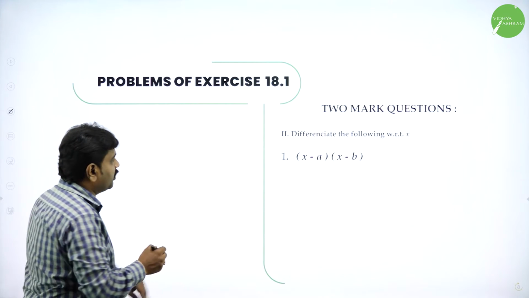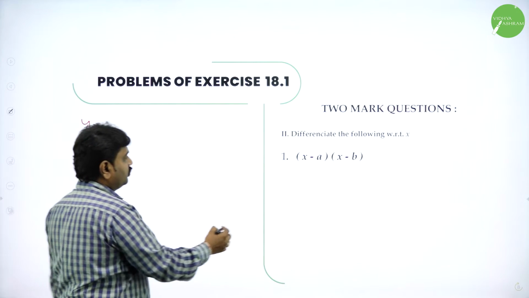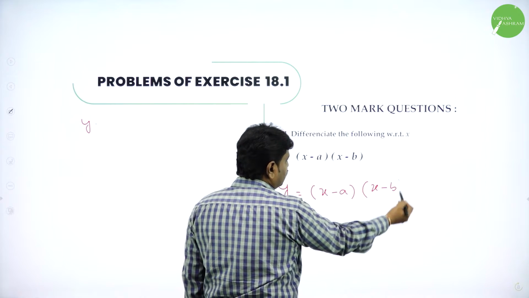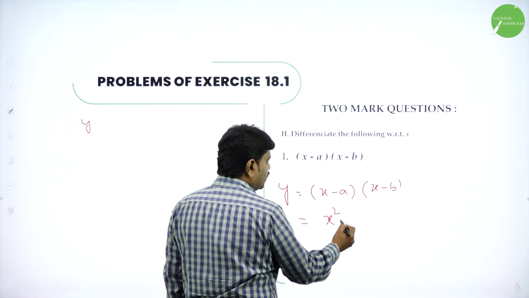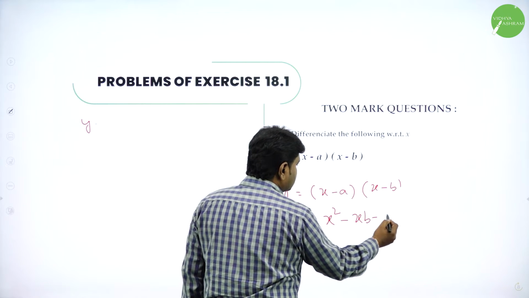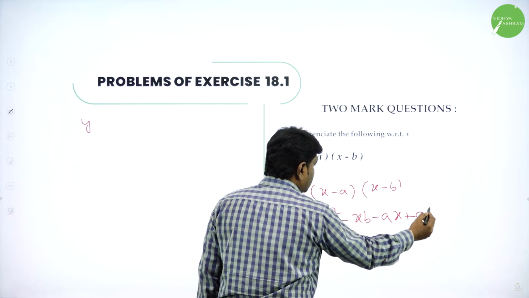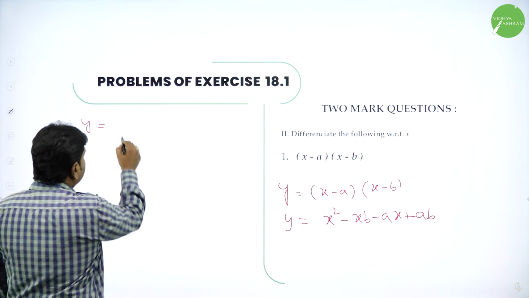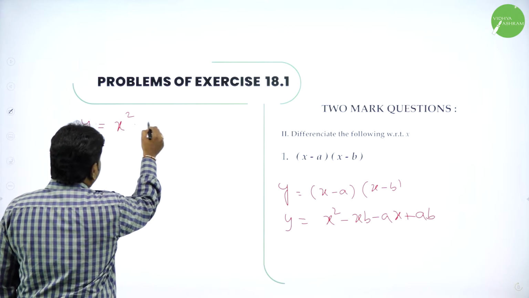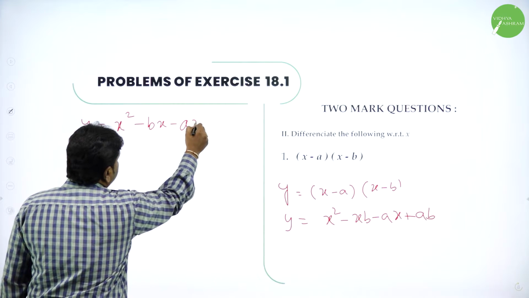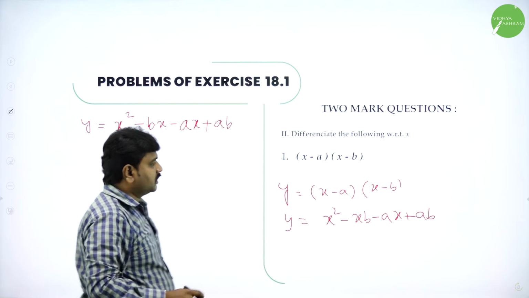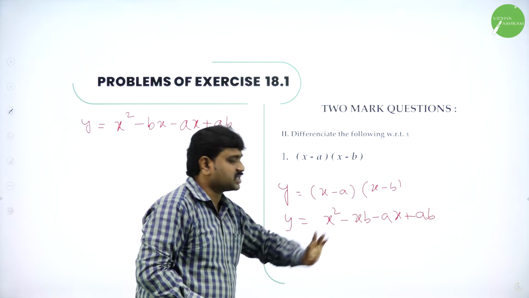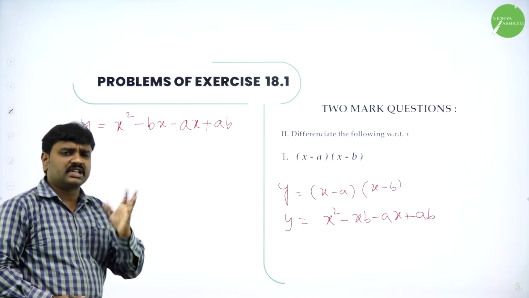So I will do the same problem by other method. So y is equal to what? x minus a into x minus b. Let us multiply this. If I multiply, x into x is x square, minus xb, minus ax, minus into minus plus ab. Now it is plain. So now it became a polynomial function of degree 2, x square minus bx minus ax plus ab, right? So now you can differentiate, you will get the same answer.